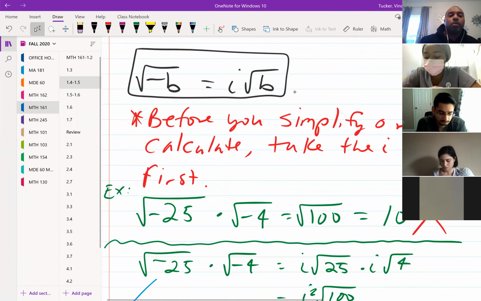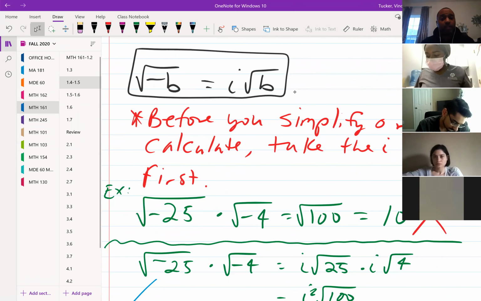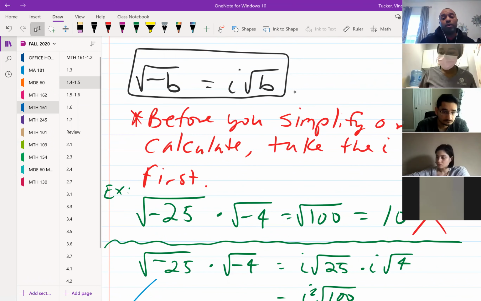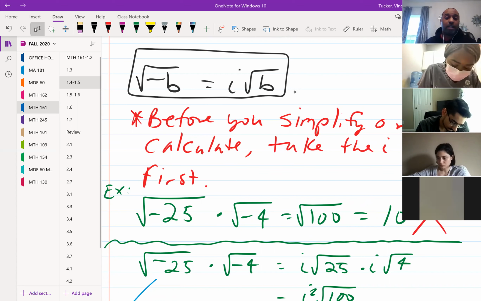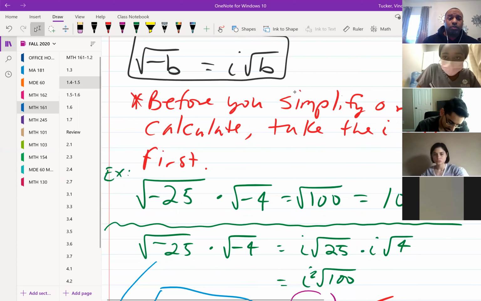All right. So the next one is just re-emphasizing the relationship of the square root of a negative. Before you simplify or calculate, take the i out first, or in other words, at least acknowledge the existence of that square root of -1 before you start doing things. Because if you do not do that, you could lose the relationship or the existence of that square root of -1 in your calculations. So in the green, we have an example of that. Do it the wrong way first, then I'll show you the right way to do it.